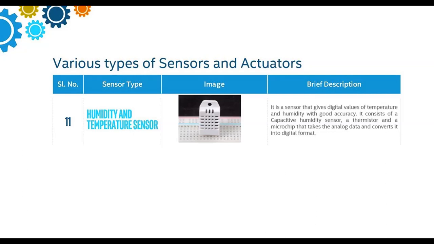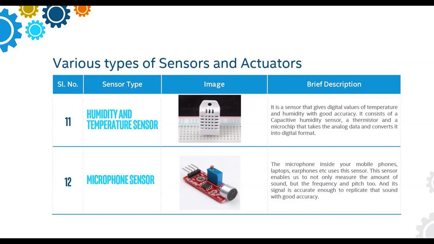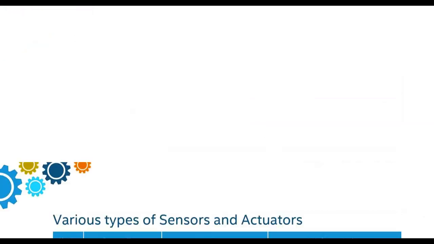LM35 is also a temperature sensor, but it is an analog sensor. Next is your microphone sensor. The microphone inside your mobile phone, laptop, earphone, etc. is used as a sensor. The sensor enables us to measure not only the amount of sound, but also the frequency and the pitch, and its signal is accurate enough to replicate the sound with good accuracy. So this is a microphone sensor, available in your mobile phone, laptops, and any other device where we have to convert sound energy into electrical energy.